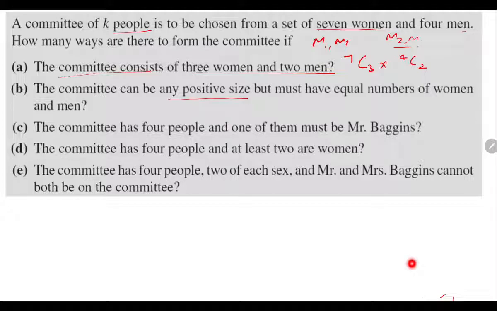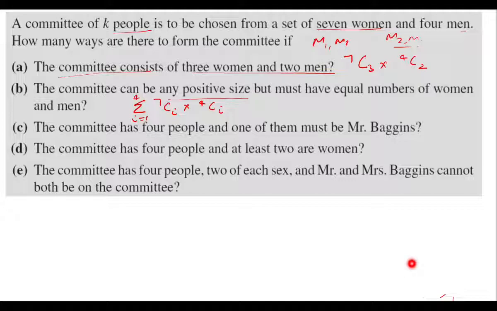Now, a committee of any positive size, so 0 is not allowed, but with an equal number of men and women. What are the possible cases? Now the cases come into the picture, and therefore the addition principle comes into the picture. Please do try all these problems by yourself. So 7Ci multiplied by 4Ci: 7C1 multiplied by 4C1 plus 7C2 multiplied by 4C2 and so on. So the multiplication principle is there, but at the same time, since there are 4 cases, addition would also come into the picture.